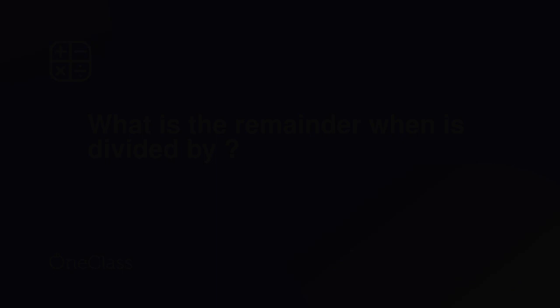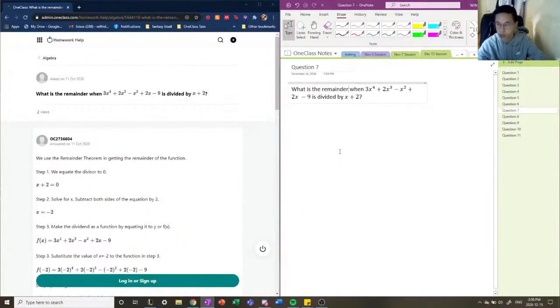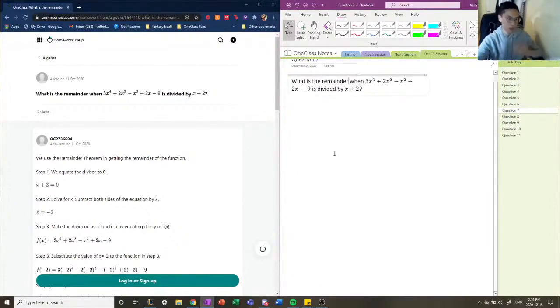Number 7. Alright, so question number 7 reads, what is the remainder when 3x to the power of 4 plus 2x cubed minus x squared plus 2x minus 9 is divided by x plus 2? Okay, so we're going to use two different methods here. We're going to use long division and synthetic division.